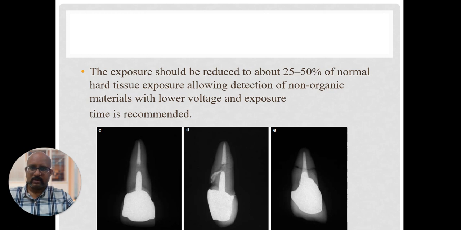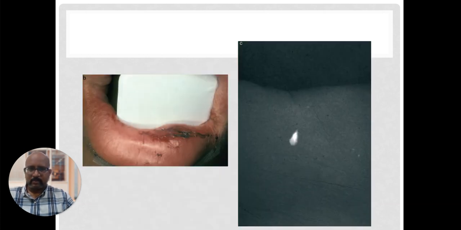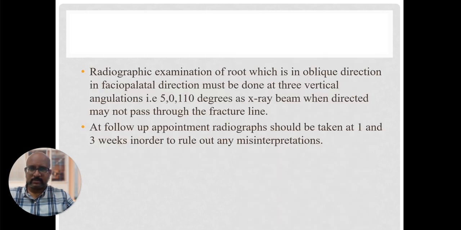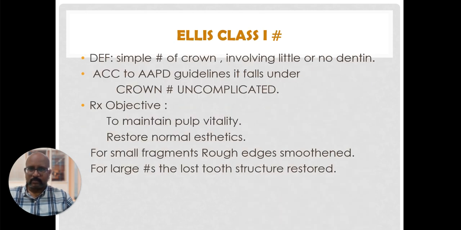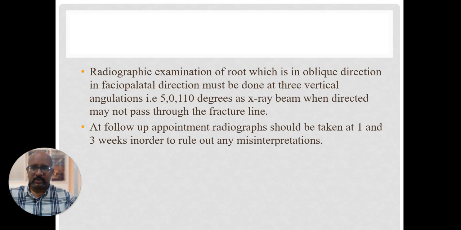If there is a root fracture, we need to take two exposures. One is a normal exposure, and another is a reduced exposure from 25 to 50%. And we need to check for foreign bodies. So this is about the examination and diagnosis of a dental trauma patient.